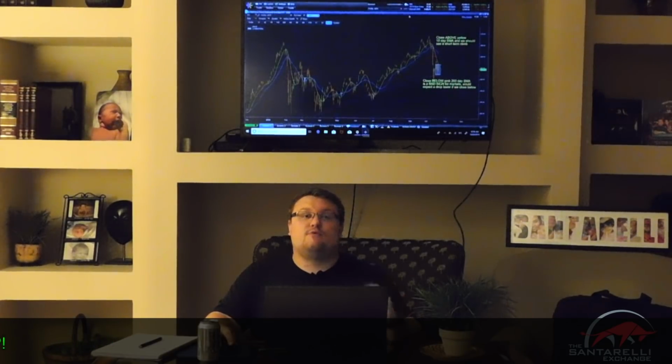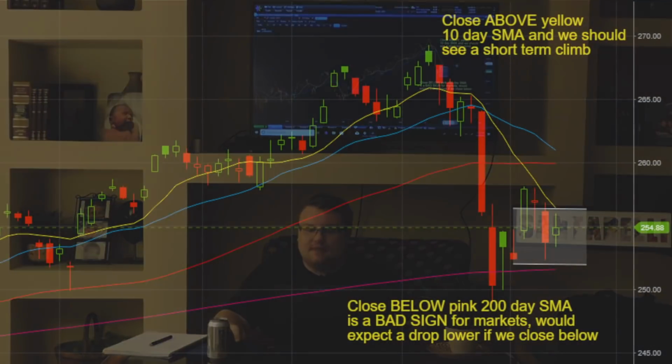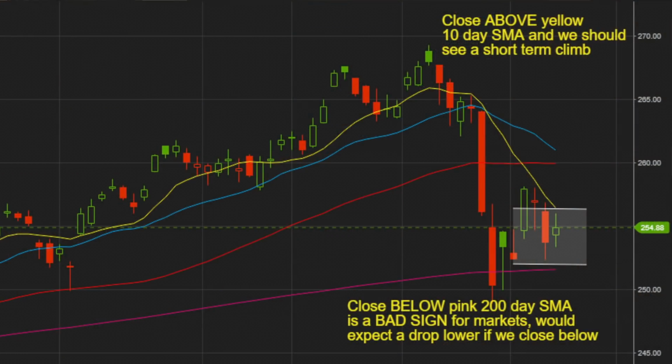This is what we're looking for this week specifically. I made this white box here, okay? And basically this white box is just right above the 200-day SMA, this pink line, and right below this yellow line, which is the 10-day SMA. And basically what I'm looking for here, as you can see, a close above the yellow 10-day SMA, and we should see a short-term climb.